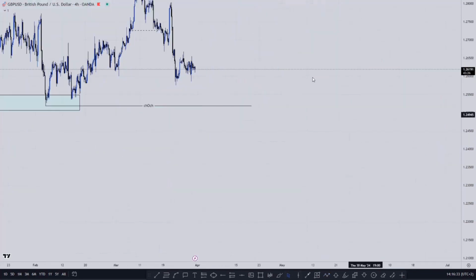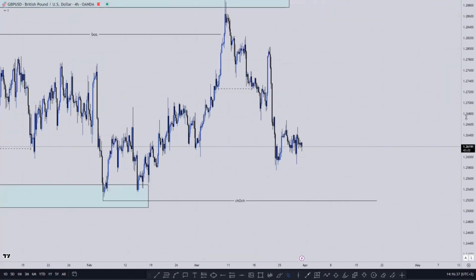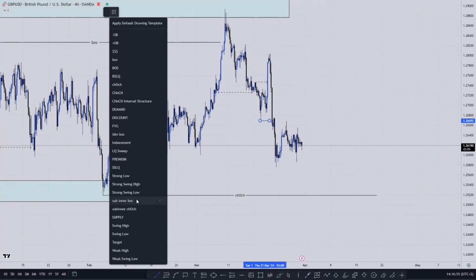Once that change of character happens, you just need to wait for a pullback into an untapped level, then you strike. So looking at the 4 hour time frame, you can literally see that inside here they've been bearish as they were coming down. That was a simple inducement, and this was a simple break of structure inside there, like this.